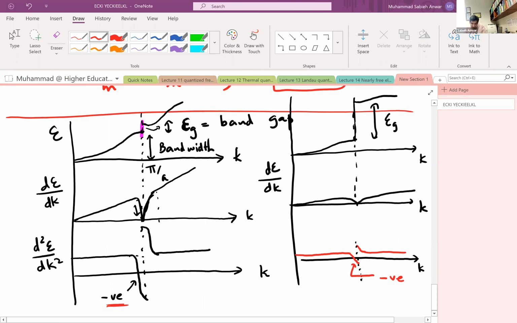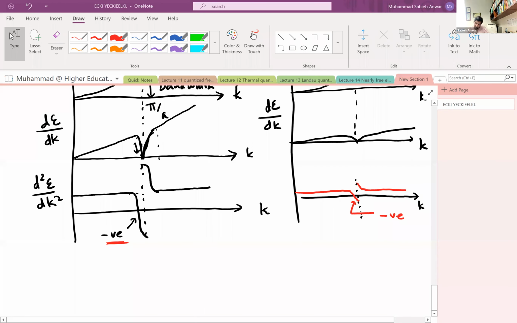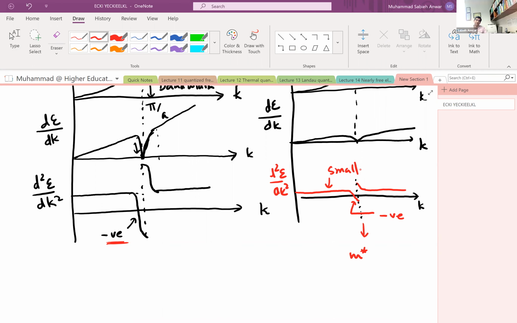And now, if I were to take the inverse of this graph, I will get a very large reciprocal. So this is my d square E by dk square. I will get a very large effective mass here because these are small quantities. So the effective mass can be twice the mass of an electron. It could be 1.5 times the mass of an electron. So these are heavy electrons in a sense. So the heaviness or the lightness of an electron wave or an electron depends upon how the bands and the dispersion relationship change. The band structure determines the effective mass of an electron. Any questions?